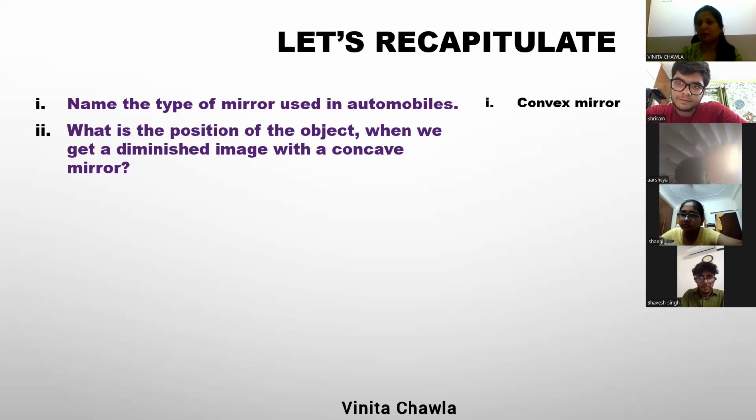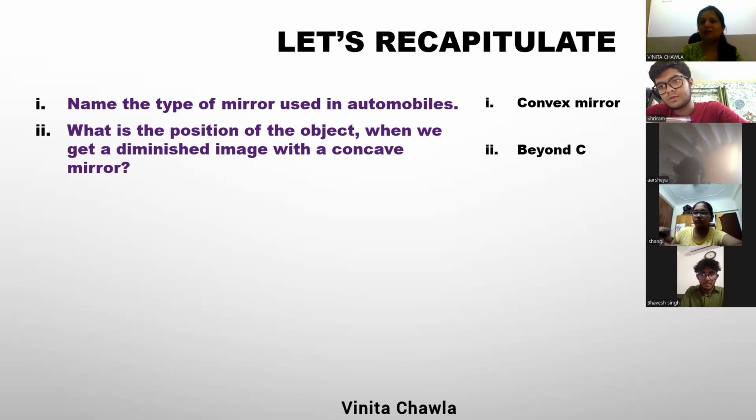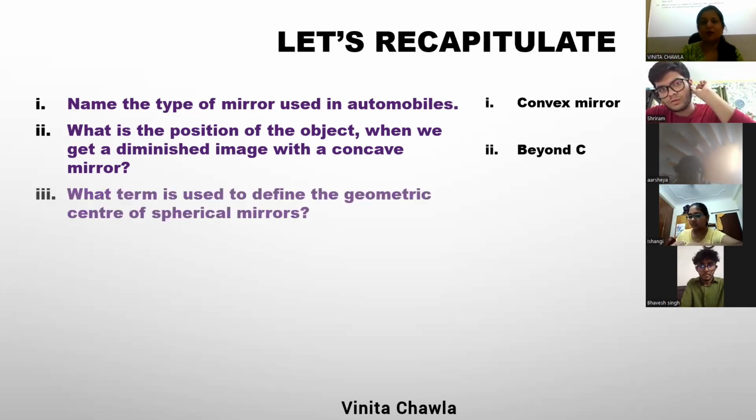Infinity. There we get, if the object is placed at infinity, then the image formed is point-sized. Diminished is smaller in size. You can see the image beyond C. Infinity is also correct. Smaller image is formed. But if you place the object beyond C, then also you get an image which is smaller in size and it is formed between focus and center of curvature.